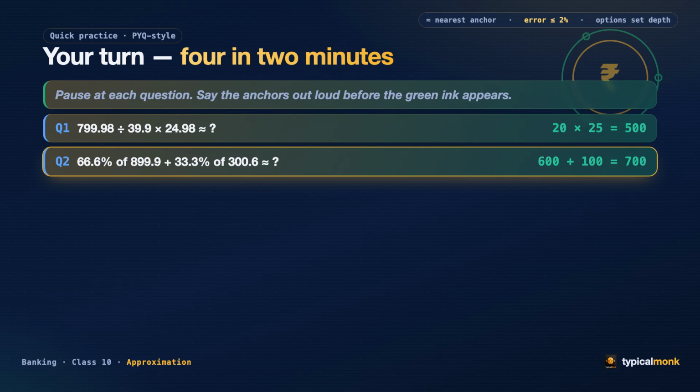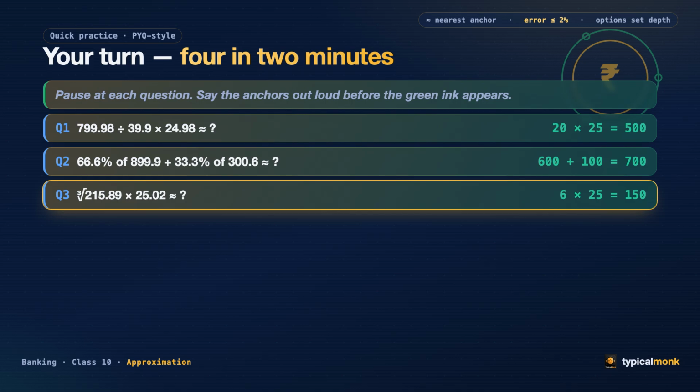66.6% of 899.9 plus 33.3% of 300.6 approximately. Fractions, 2/3 of 900 is 600, plus 1/3 of 300 is 100, 700. Question 3. The cube root of 215.89 into 25.02 approximately. Park it under 216. The cube root is 6 into 25, 150.